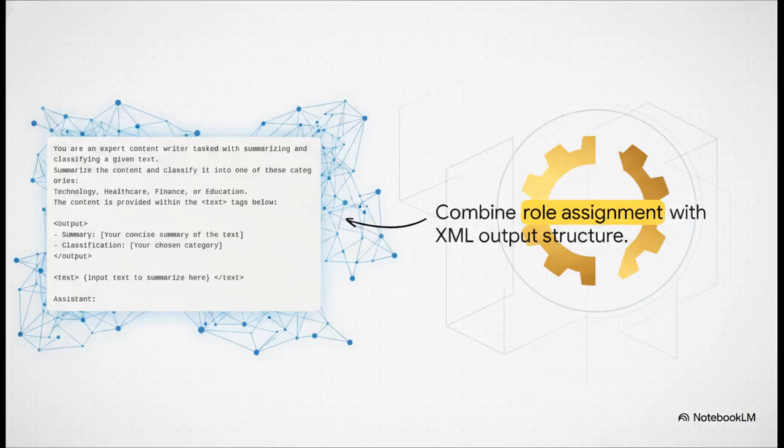Now, to gain maximum control, you're going to want to combine these techniques. Start by setting a system persona, something like you are an expert content writer. Then provide your target text inside an XML tag, and crucially, define the exact XML output structure you need back. The role anchors the tone and the expertise, and that defined structure guarantees you get the exact categorization format you requested, completely ready to be plugged into a larger system or database without any headaches.